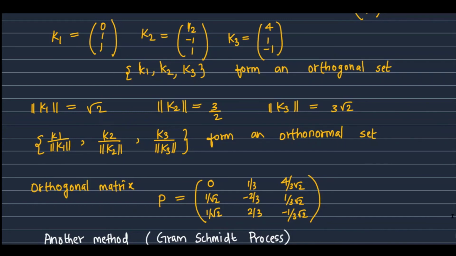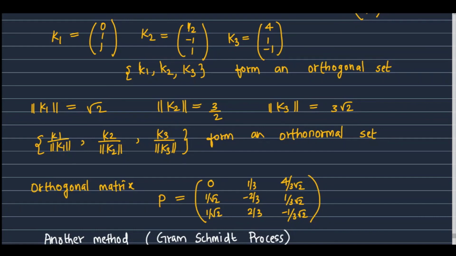So in this way, if the eigenvalues are repeated, we can wisely choose the values so that the resulting eigenvectors become orthogonal. If the eigenvalues are distinct, we need not worry about anything. We can directly see that the eigenvectors will always become orthogonal. But if the eigenvalues are repeated, we have to choose them so that they become orthogonal.